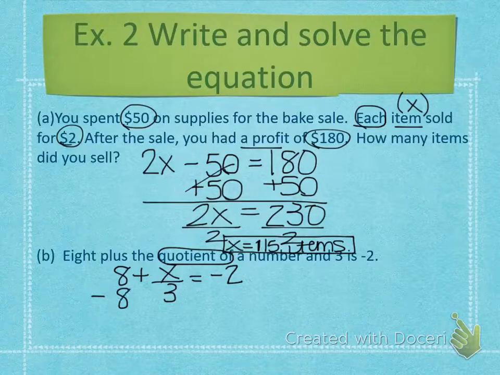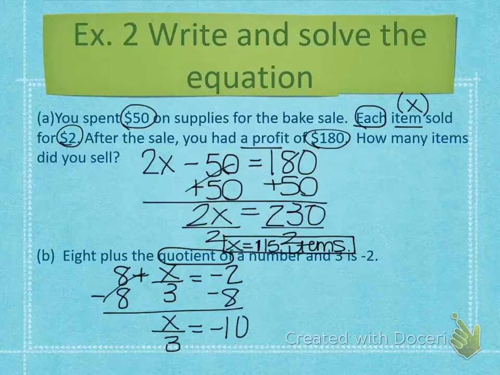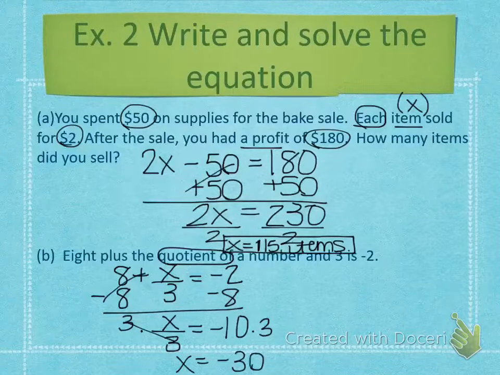So we're going to subtract 8 from both sides. X divided by 3 equals negative 10. And how do we finish off this problem? Multiply by 3. So x equals negative 30. Now, is there a label necessary on this one? No, there's no label. And that is lesson 1.2.